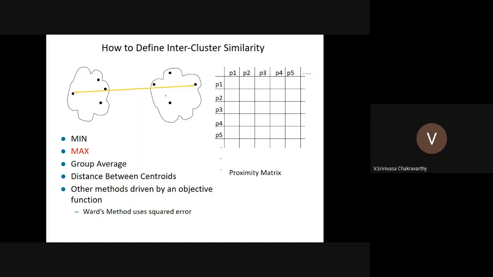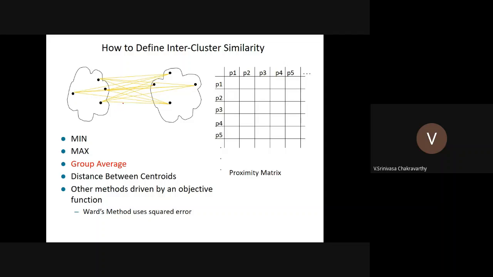Then you have max. Max is kind of the opposite. Take the pair of points, one from this cluster and one from that, such that the distance between them is the highest, the maximum, among all such pairs. And that distance you take as the distance between the 2 clusters. Then group average is more exhaustive, because min and max represent extremes, and they're not very representative of the real distance between two clusters. But sometimes the clusters can also be slightly overlapping. It's possible, right? So they represent extremes.